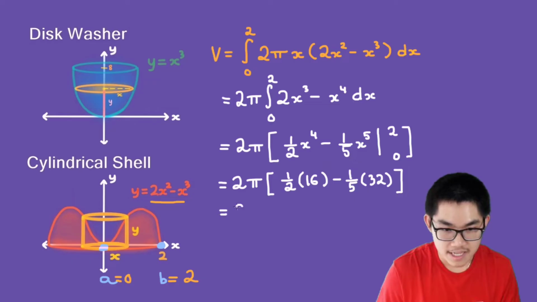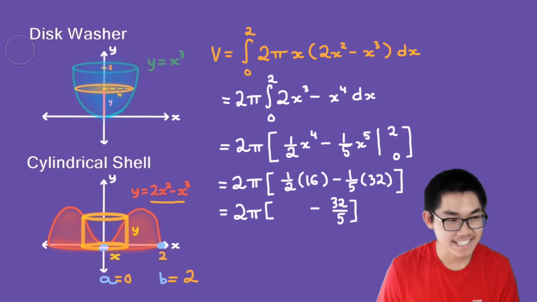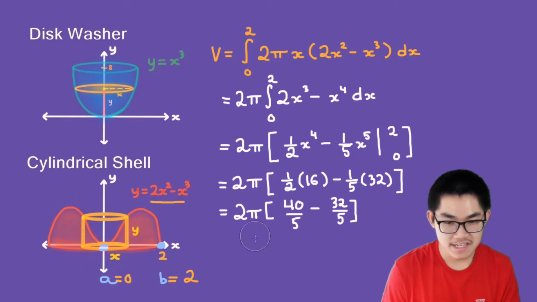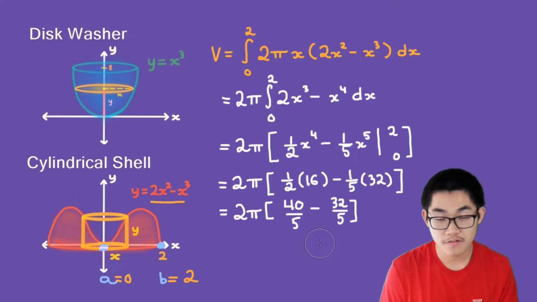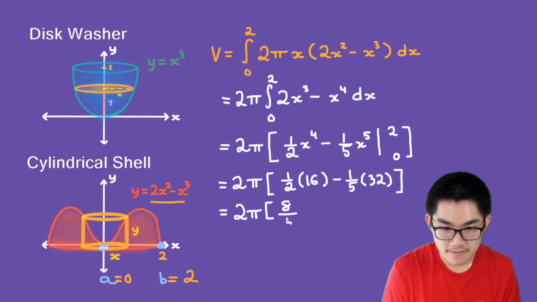And this is equal to 2 times pi times 1 over 2 times 16, which is 8, minus 32 over 5. Now, 8 is the same thing as 40 divided by 5. So this is 40 divided by 5. And then 40 over 5 minus 32 over 5 is the same thing as 8 over 5. So this is 8 over 5.